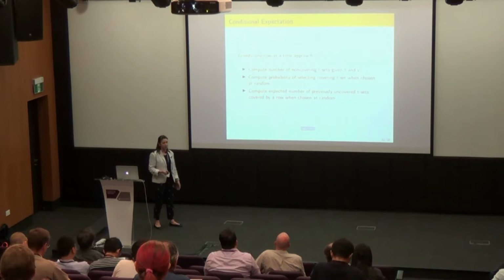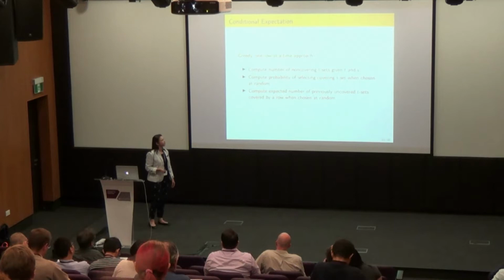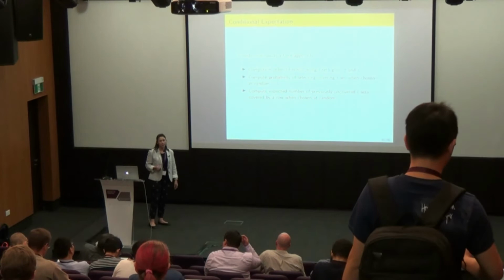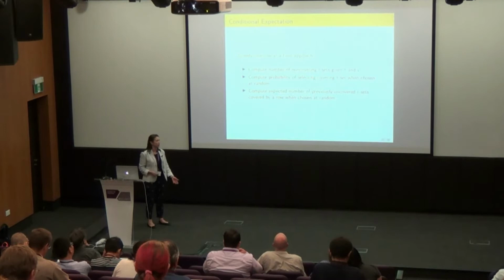So then that asks the question, how do you find covering perfect hash families? We developed a greedy one row at a time approach that's based on the following observations. Once we know t and v, we can compute the number of non-covering t-sets. That means that we can compute the probability of selecting a covering t-set if the symbols are chosen at random. That means that we can compute the expected number of previously uncovered t-sets that are covered for the first time by a row if the row is chosen at random.